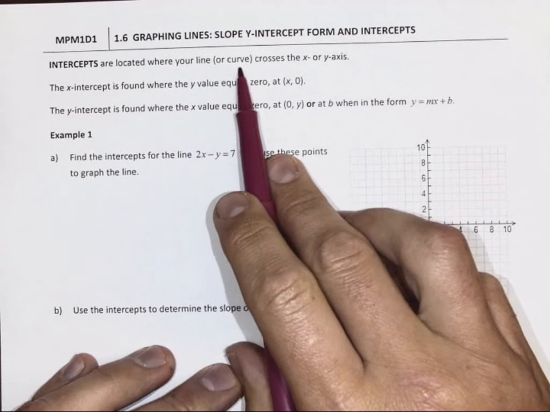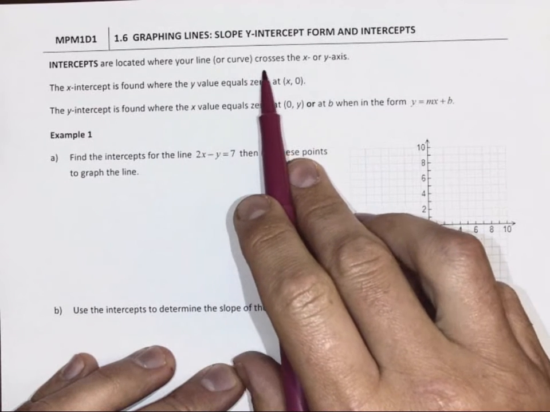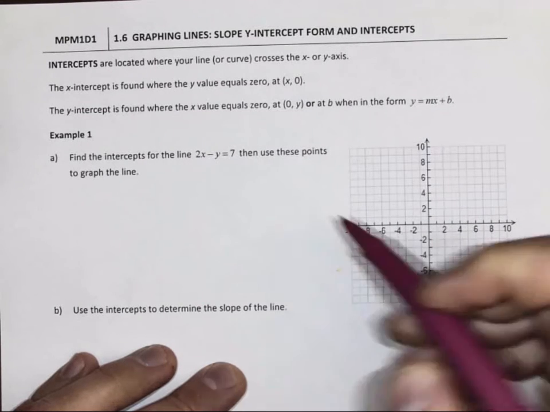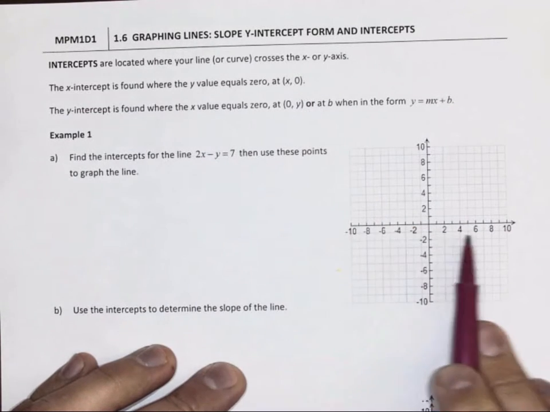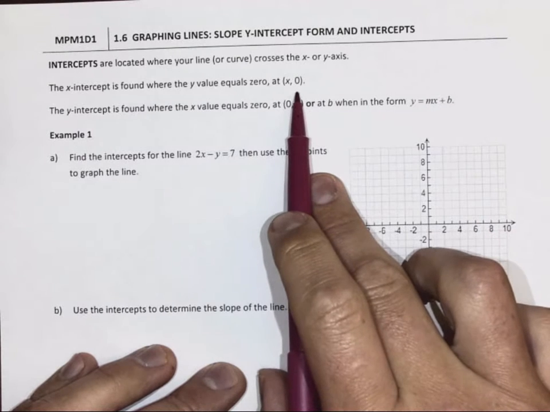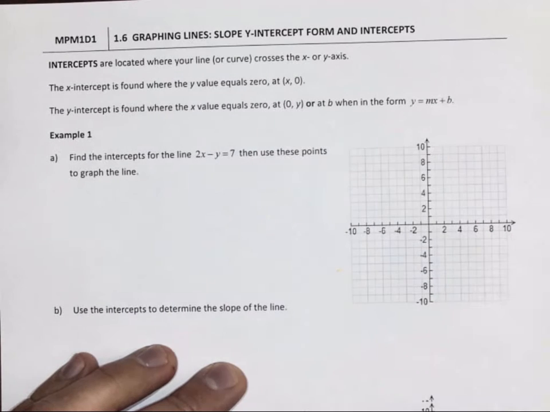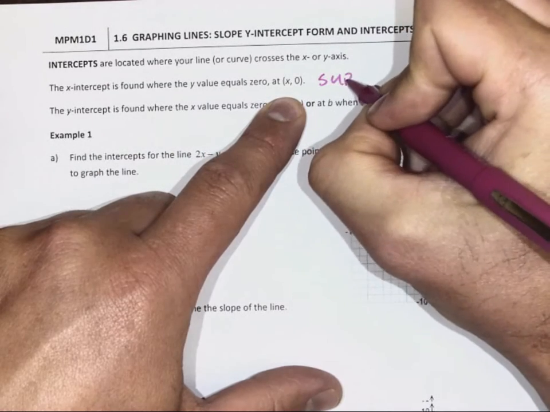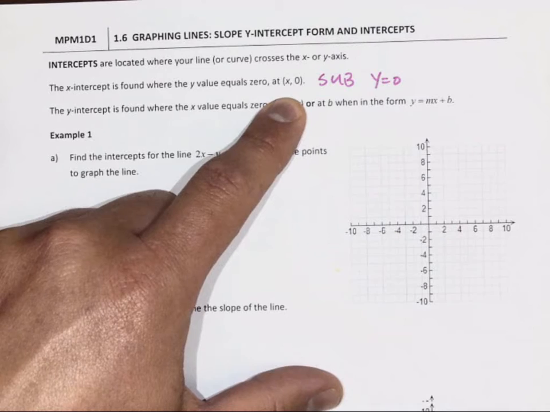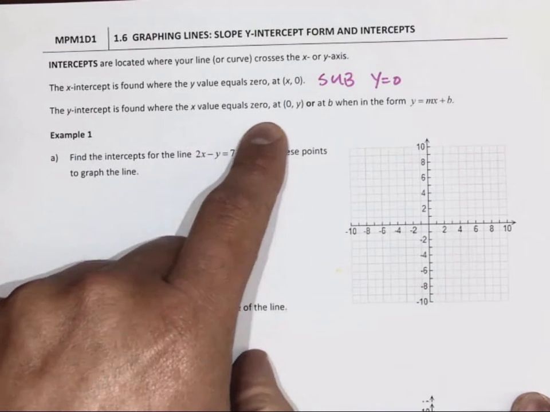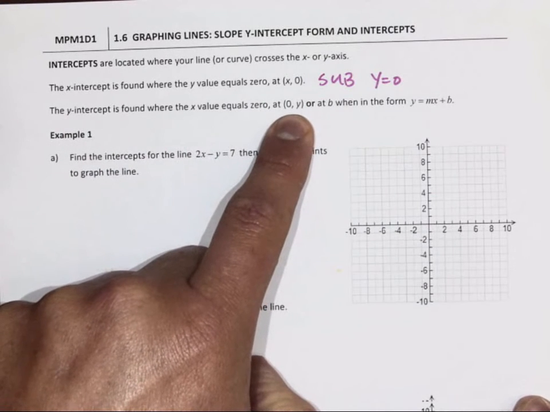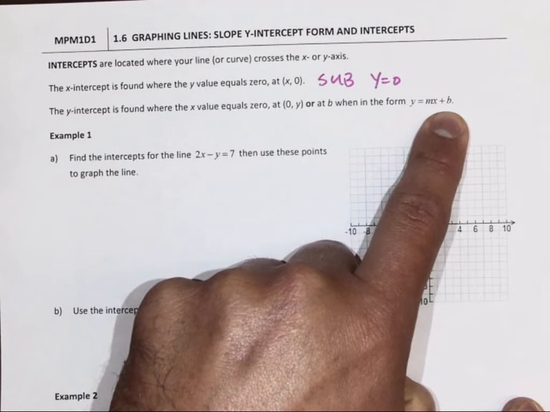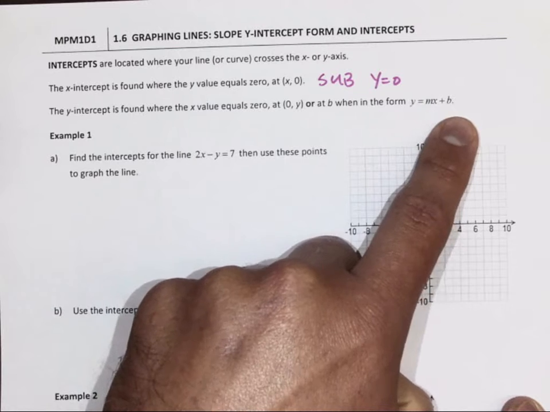Intercepts are located where a line, or later on, our curve, crosses the x or y axis. So we're used to the y-intercept, but the x-intercept can be found along the x-axis, and the y value is 0. Right? So to find our x-intercepts, we're going to sub in y equals 0 into an equation. The y-intercept is found when the x value equals 0, or we can pull it from y equals mx plus b. We can pull it from the y-intercept in that form.